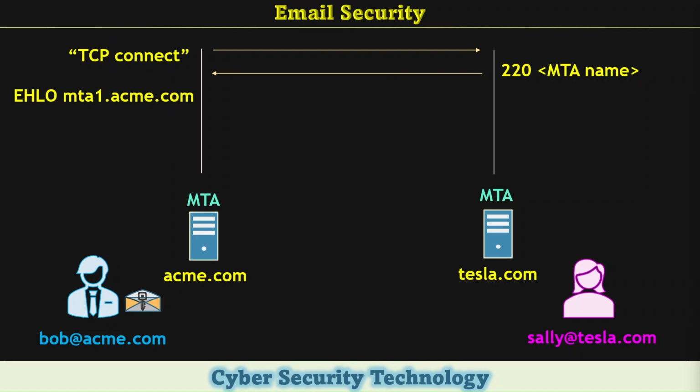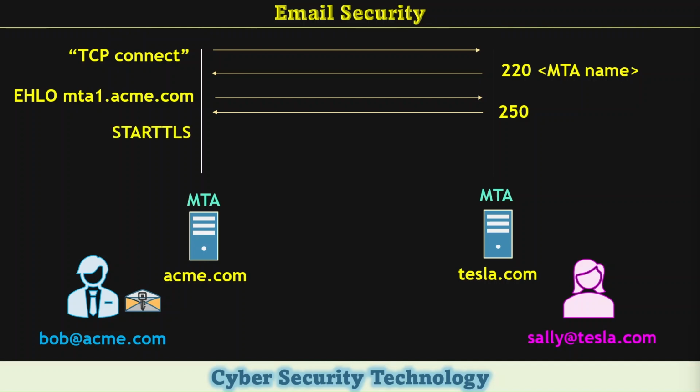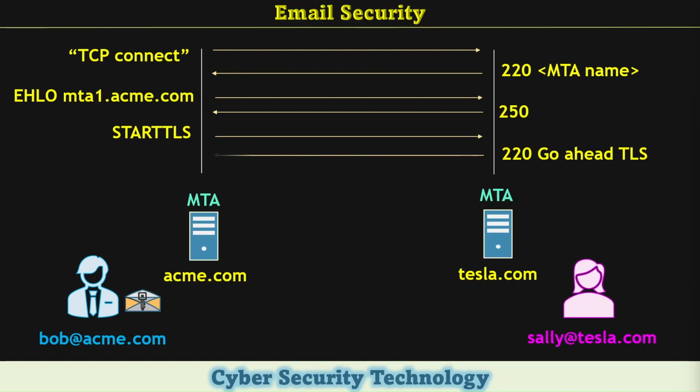Within the hello, it sends its own hostname. If the connection is allowed, the code 250 is sent. If Acme wants to establish using TLS protocol to encrypt the data, it sends start TLS. Then Tesla will respond with 220 go ahead TLS if it's capable of TLS connection.